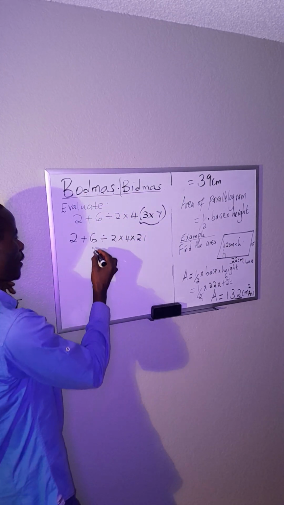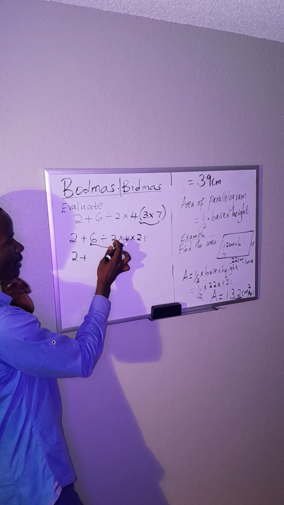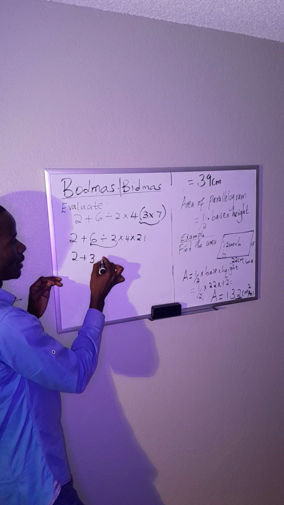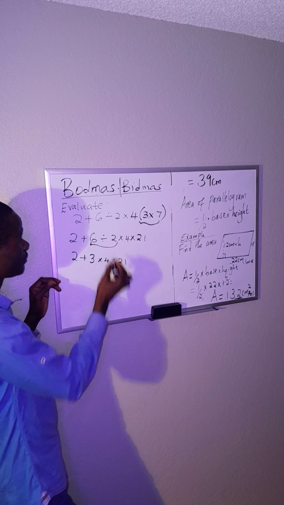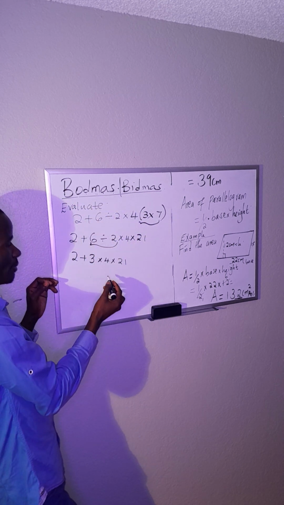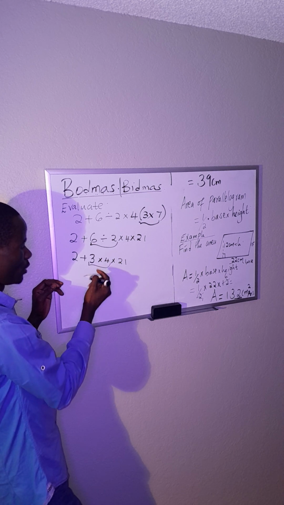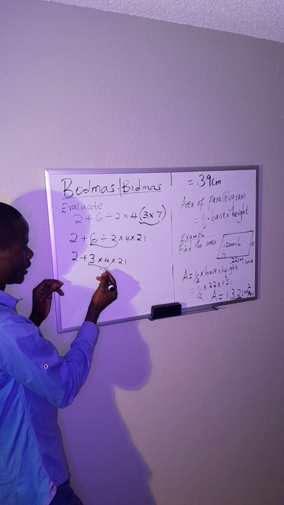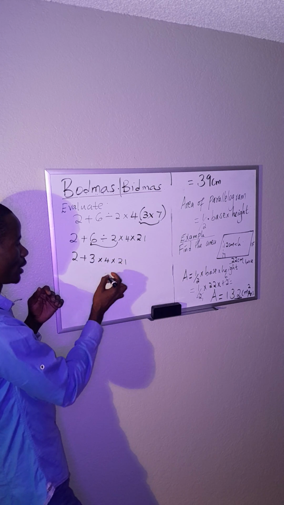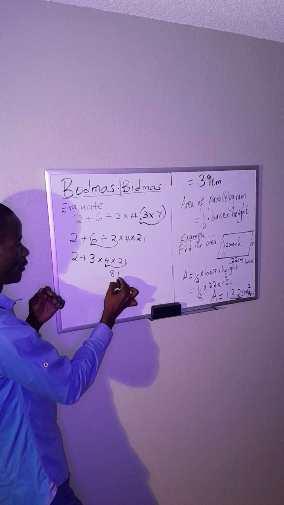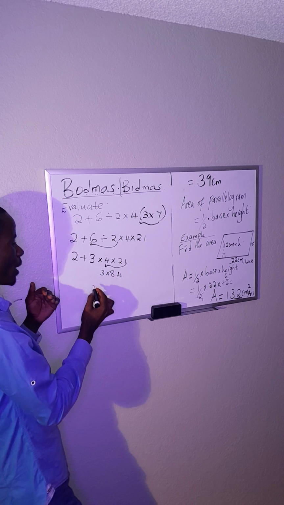Next is division. Therefore, I solve this next. 2 plus 6 divided by 2 is 3. Multiply it by 4 times 21. Next is multiplication. Yes, multiplication is there. Therefore, we will multiply. We multiply either way; whichever order you want to start with is still okay. So this is 84, yes, 84 times 3. You do one at a time.